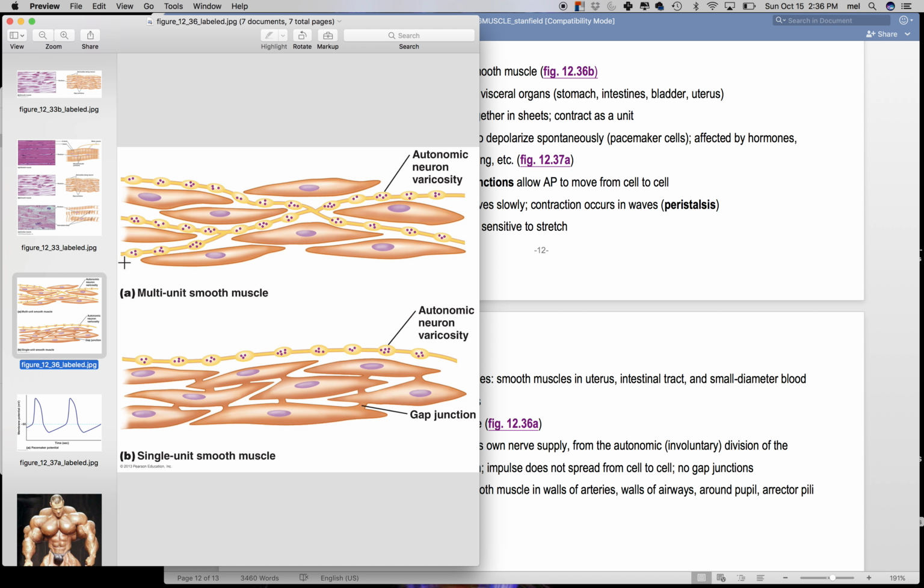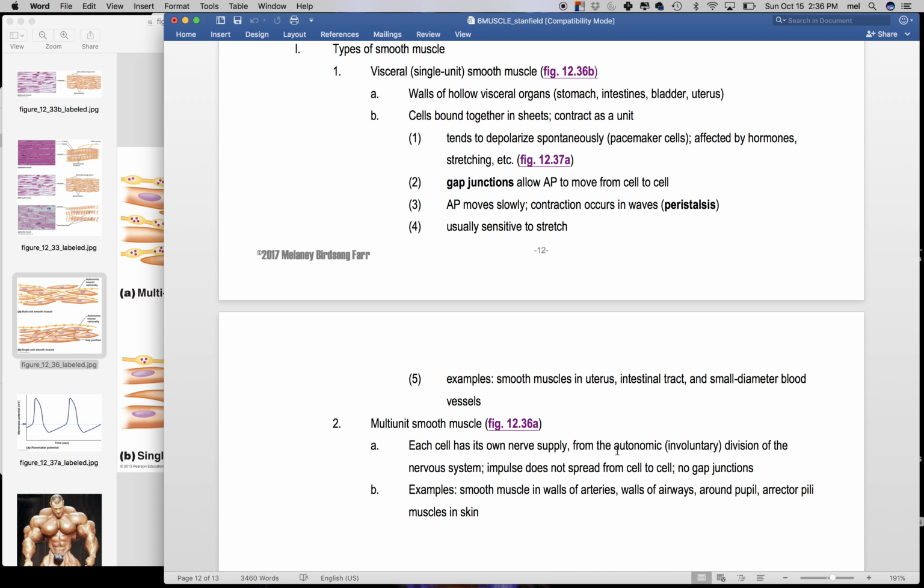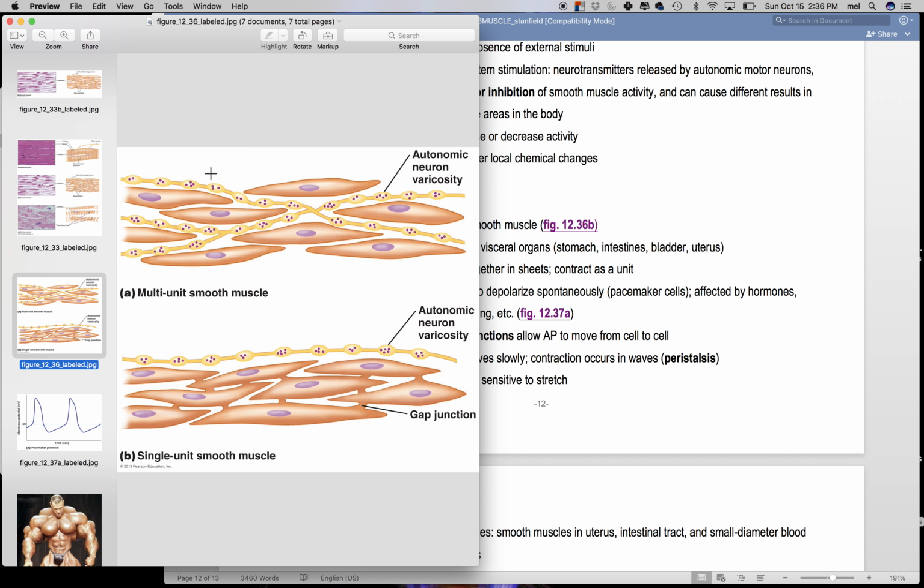The walls of your bronchi and bronchioles, the smooth muscle controlling the diameter of your pupil, and the erector pili muscles in your skin. Those are controlled with individual cells instead of like a whole sheet of cells.